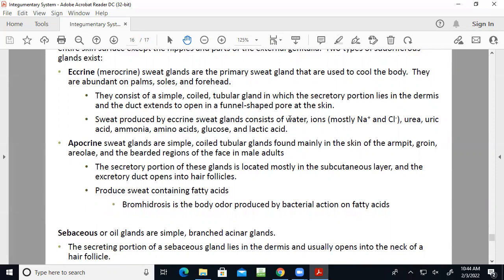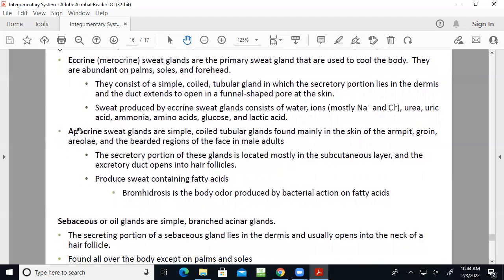Okay, sweat produced by them consists of water, which is most abundant, ions, mostly we're talking sodium chloride, which are the ions that are used to make salt, urea, which is a waste product, uric acid, a waste product, ammonia, another waste product, amino acids, glucose, and lactic acid.